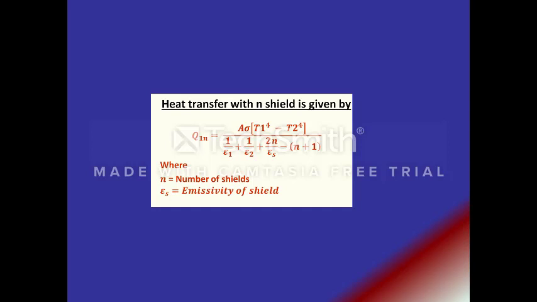Naturally, you will find that heat transfer is significantly reduced. But practically, it's not advisable to have more than 3 sheets because the improvement in the insulating effect will not be that high. So at best you can have 3 sheets. That itself will be good enough.